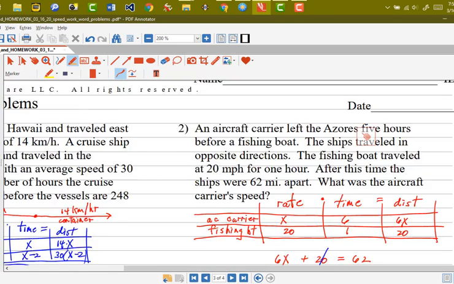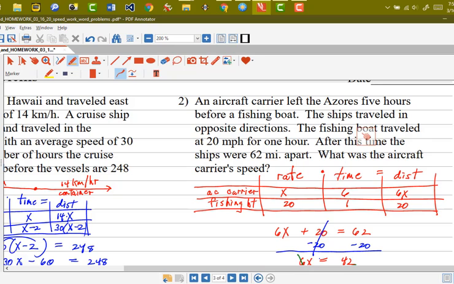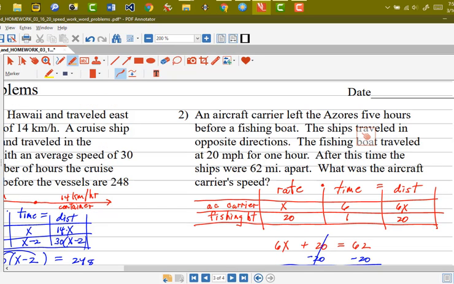Okay, so then the next problem dealt with an aircraft carrier and a fishing boat. The fishing boat went 20 kilometers an hour for 1 hour. Let's see, the aircraft carrier left 5 hours before, so if the fishing boat went 1 hour, that would mean that the aircraft carrier went 5 hours. We know the fishing boat went 20 miles an hour. The aircraft carrier, that's what we're trying to figure out, its speed.